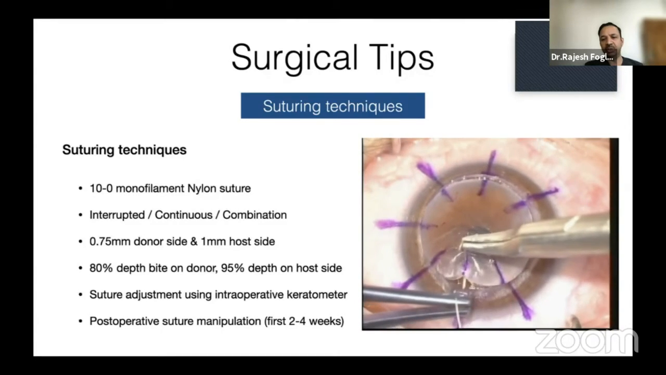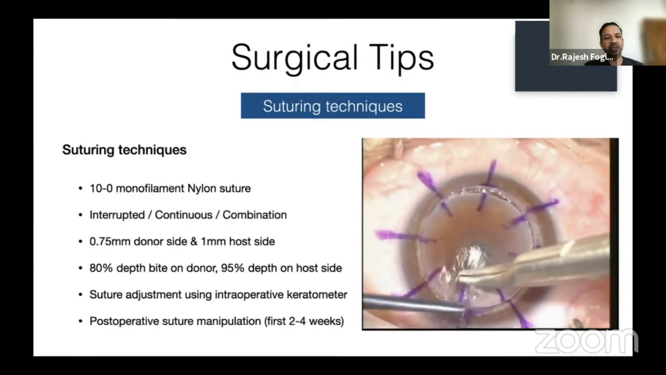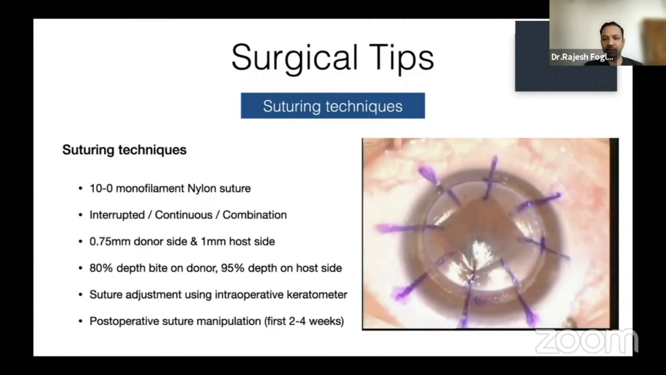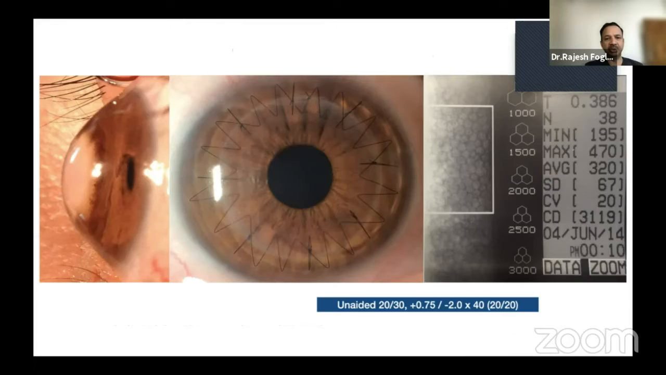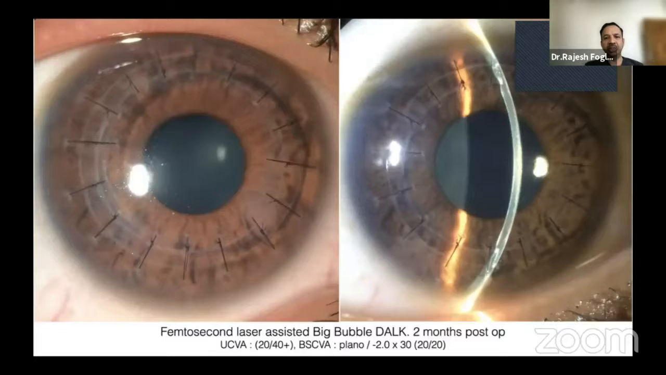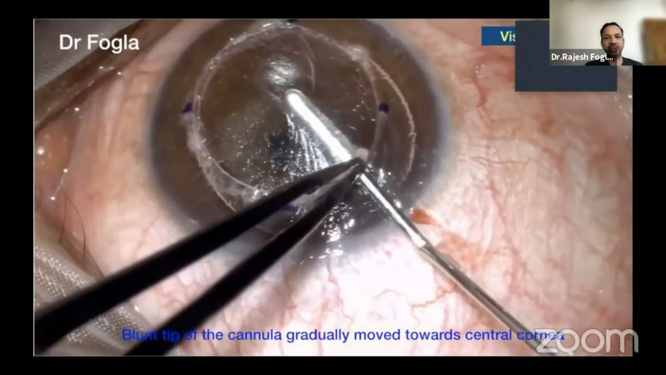And on the donor side, it's about 80% depth, and on the host side, you go 90% so that you get a good graft-host apposition. That's the post-operative outcome. A femtosecond laser, Rajesh has already mentioned the advantages. That's the post-operative outcome, showing you a good apposition and a great outcome. The refractive outcome is very good as long as the sutures are in place. However, post-suture removal, even the femtosecond DALK can have unpredictable astigmatism.